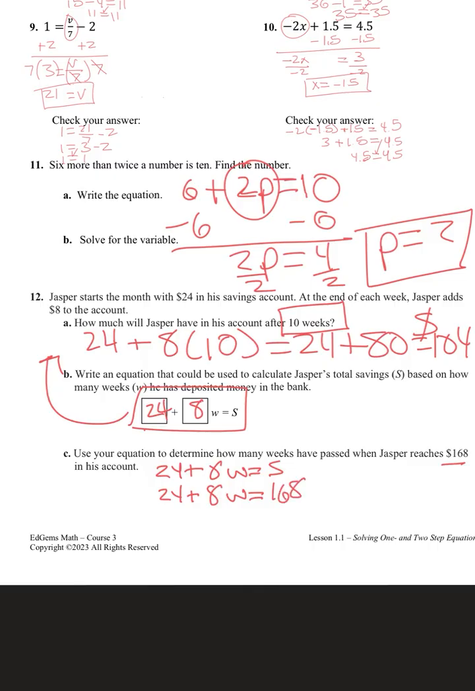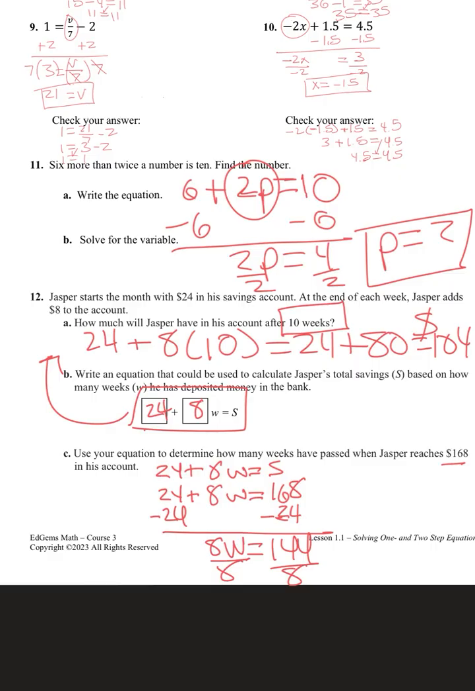So the first thing I'm going to do is subtract 24 from both sides. And I get 8W equals 168 minus 24, which is 144. And now I'm going to divide both sides by 8.